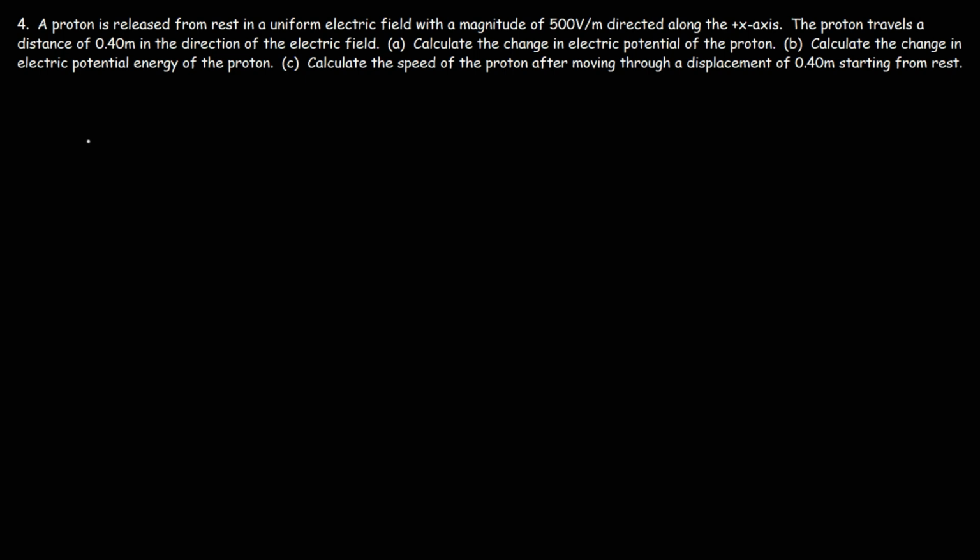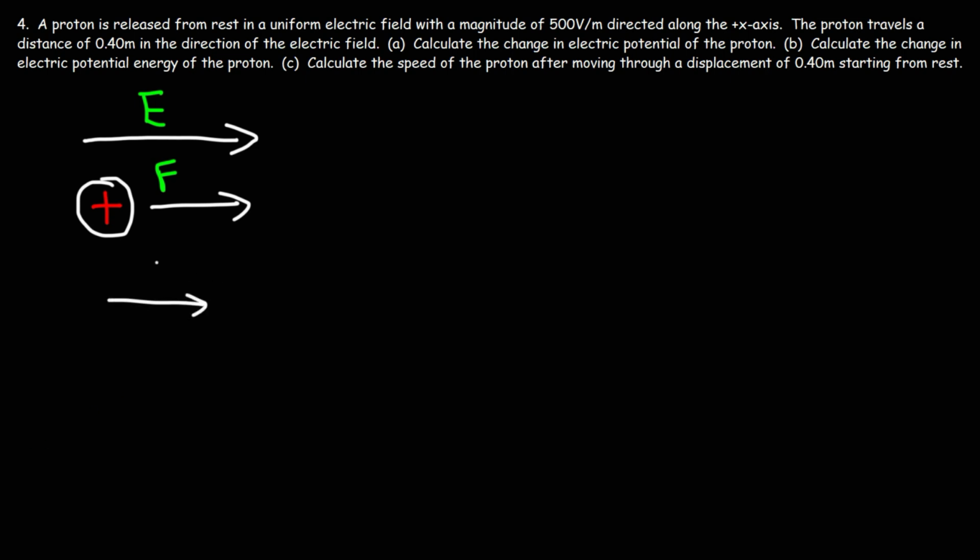Well, let's draw a picture. So we know that the electric field is directed along the positive x-axis. So it's going towards the right. And then let's draw a proton. So a proton is a subatomic particle of a positive charge. It's going to feel a force that will accelerate it in the same direction as the electric field. So that is towards the right. And we know it's moving to the right with a displacement of 0.4 meters. So that's the information that we have.